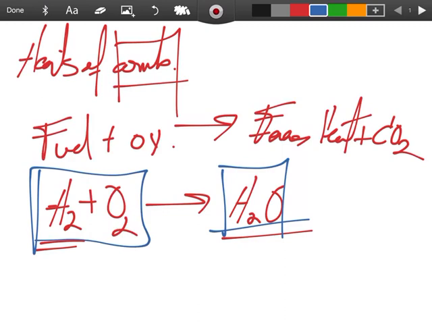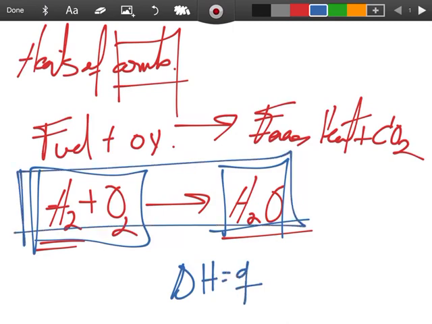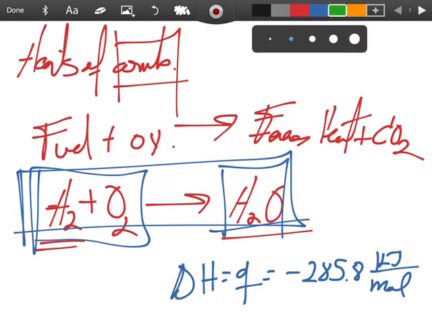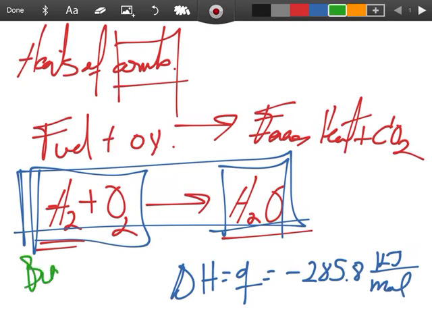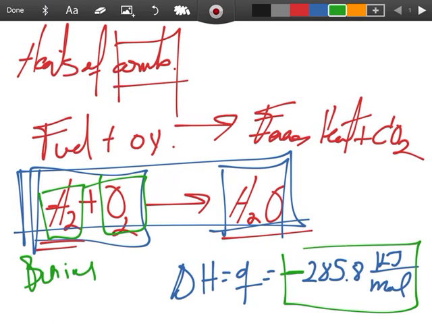And if you try to measure the change of energy or heat that this reaction will release, because it's negative, you will find out that it's a lot. It's going to be 285.8 kilojoules over mole. So it's a lot of energy, just by burning hydrogen with oxygen, you will be releasing this amount of energy. And it's not the only example, there are other ones.